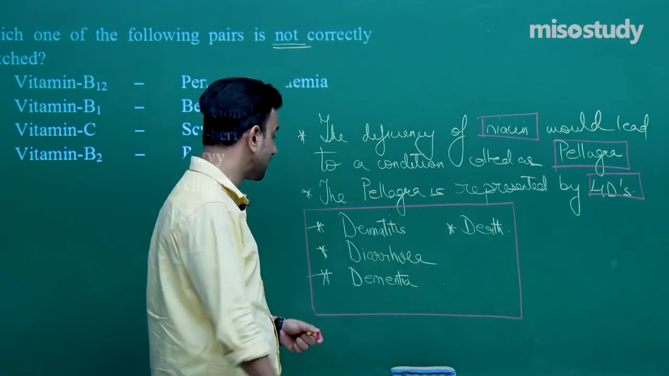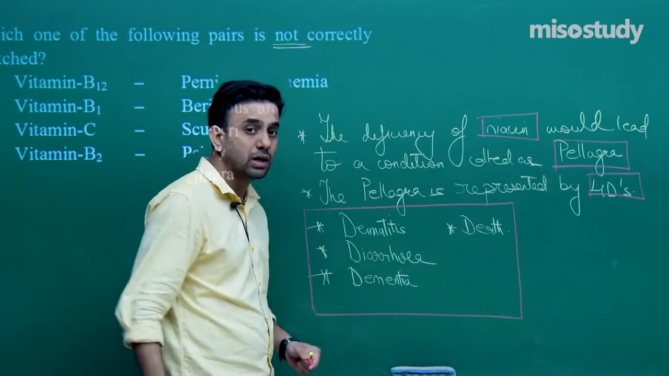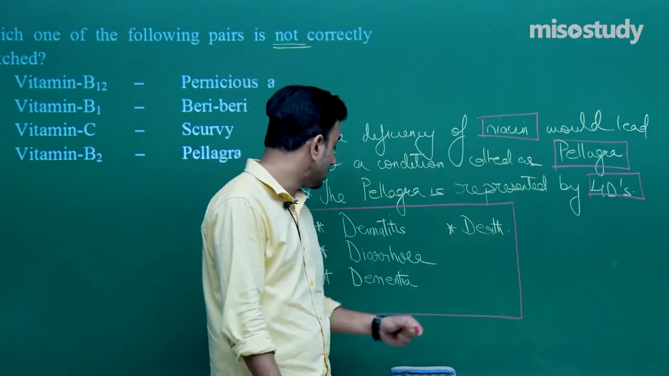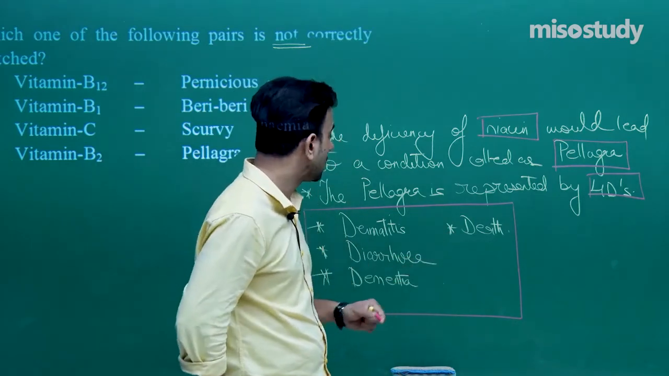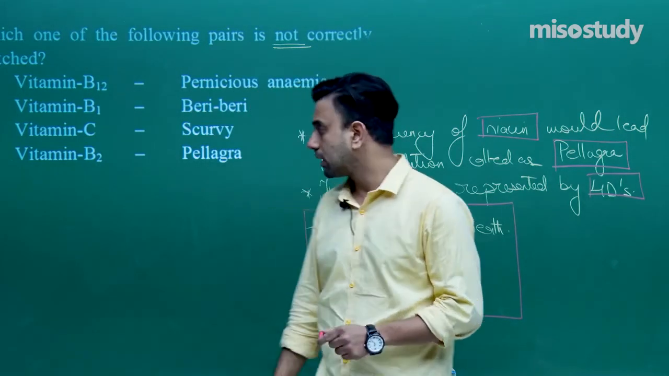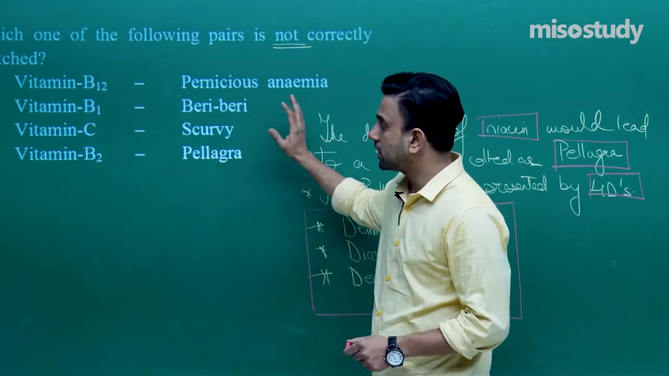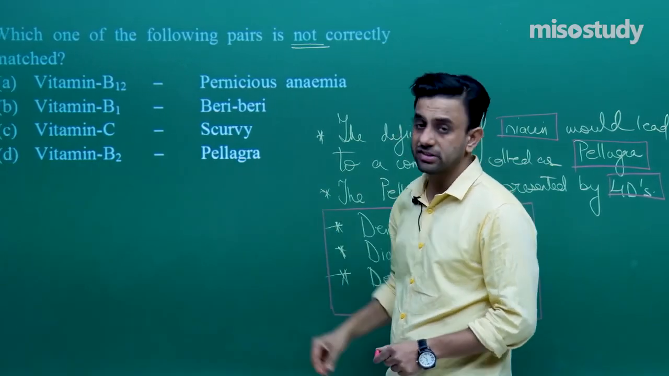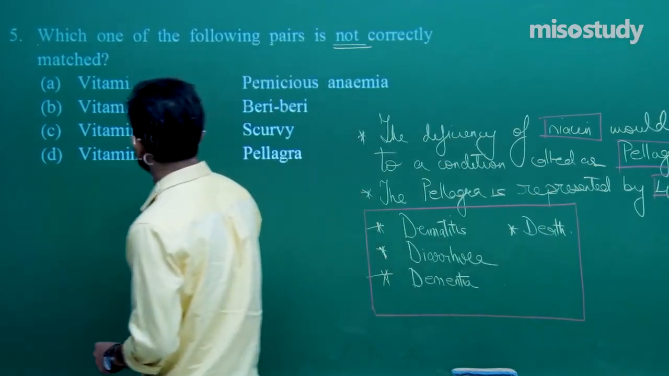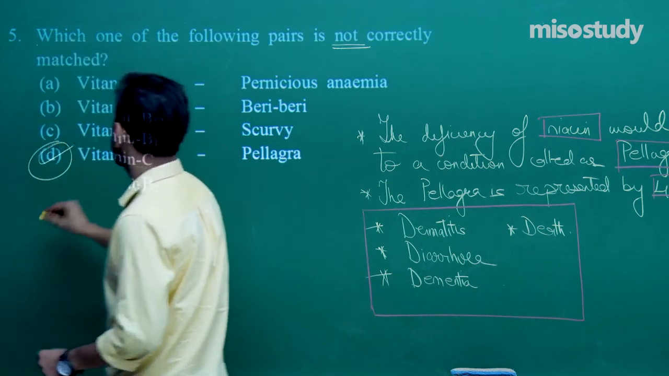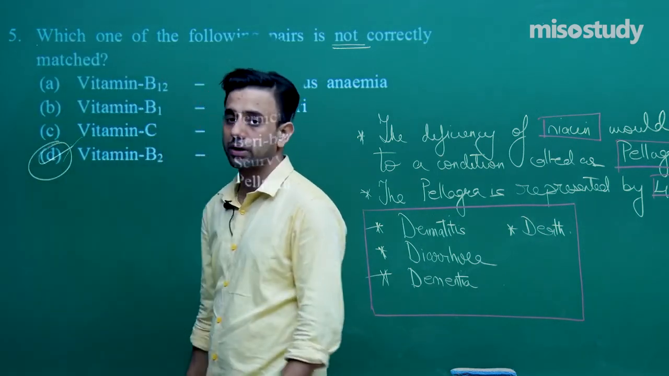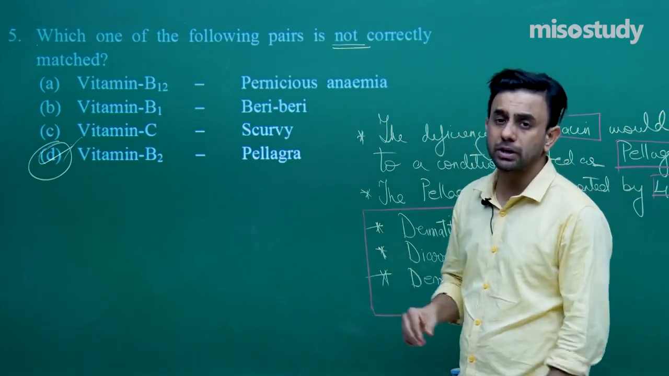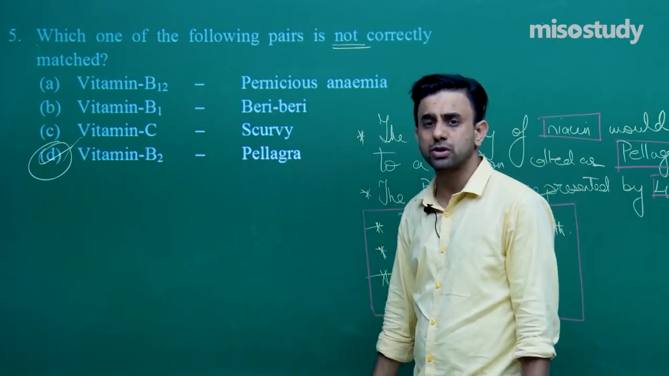Dermatitis is disease and inflammation of the skin, diarrhea involves the GI tract and loose stools, and dementia is a disorder of the nervous system. Finally it would result in death. Vitamin B12, pernicious anemia, that is right. Vitamin B1, thiamine, wet and dry beriberi. Vitamin C, scurvy. So only this one is wrong. The pair which is not correctly matched is option D, that is the answer over here. So friends, we will stop here, and in the next session we will continue from here, where we will discuss the next 5 questions. Thank you.